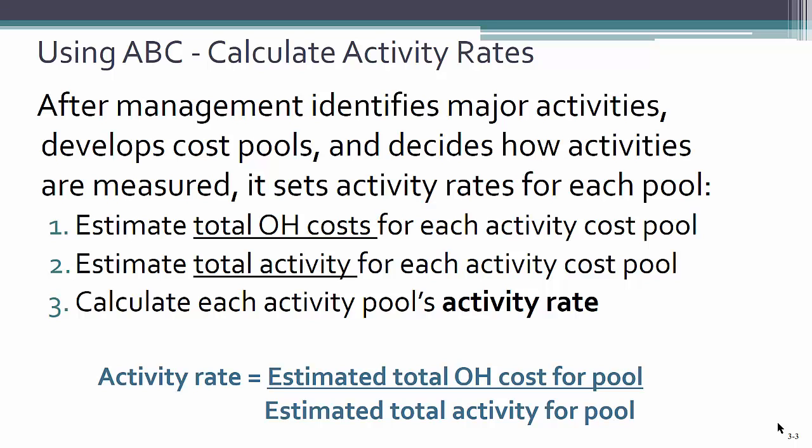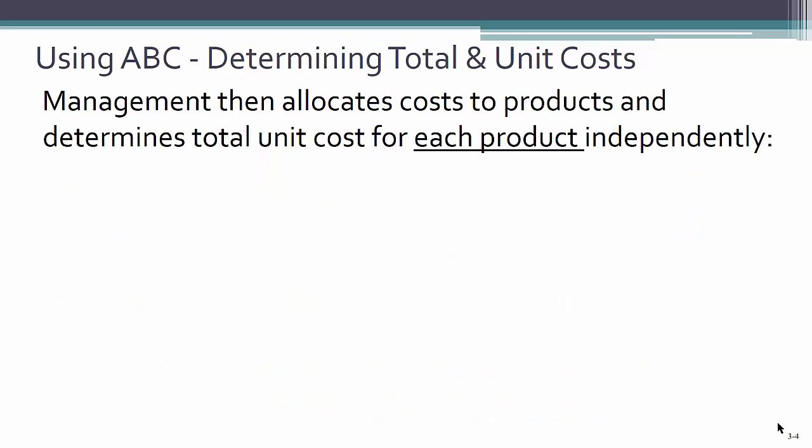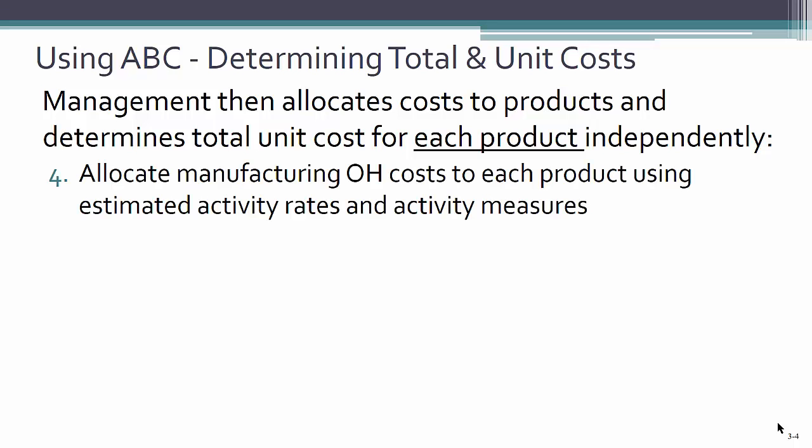But wait, we're not done yet. All we've done is calculate activity rates. Now we have to allocate overhead to products using that rate. Once management has calculated activity rates for each pool, it assigns costs to products and determines the total per unit cost for each product. In the fourth step, using the activity rates and measures determined previously, overhead costs are allocated to each product that uses the overhead pool.